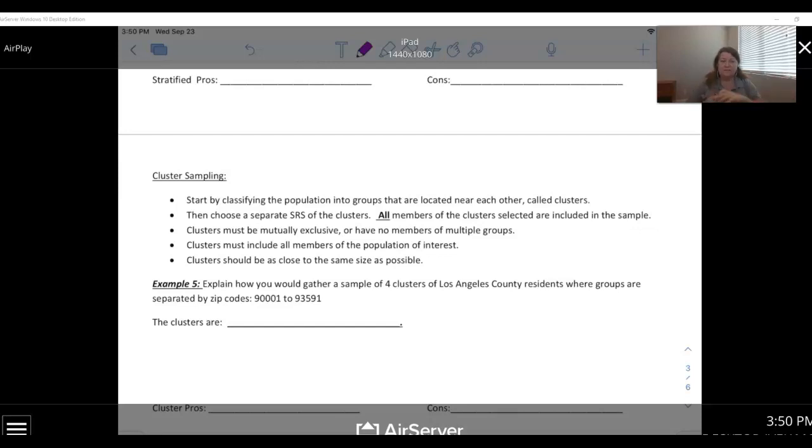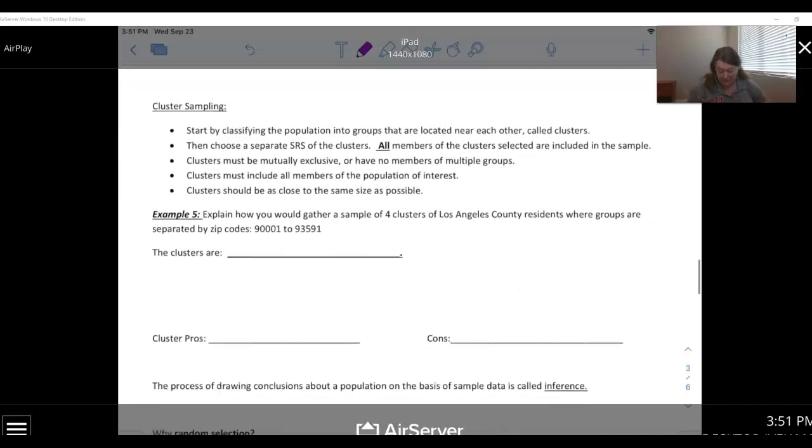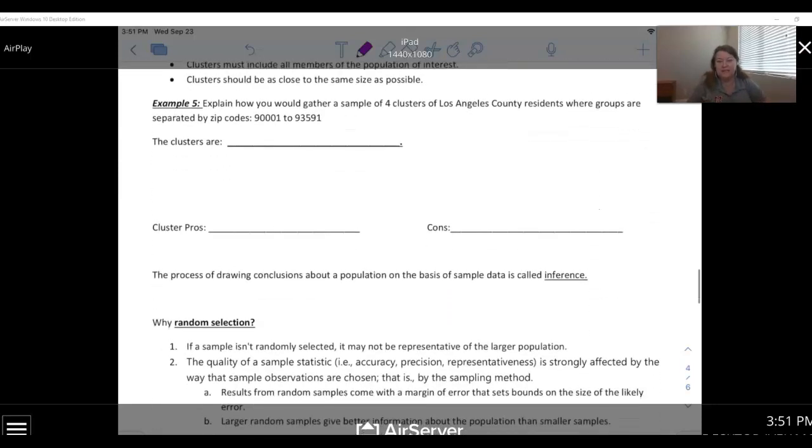In strata, we divide them out first because we find unique characteristics of them, and then do an SRS. In cluster, we try to figure out how to break them out where we think we're going to get a representative mixed sample. Then we take an SRS of those, and then we ask everybody in that group. Okay. And we're hoping that the clusters are as close to the same size as possible.